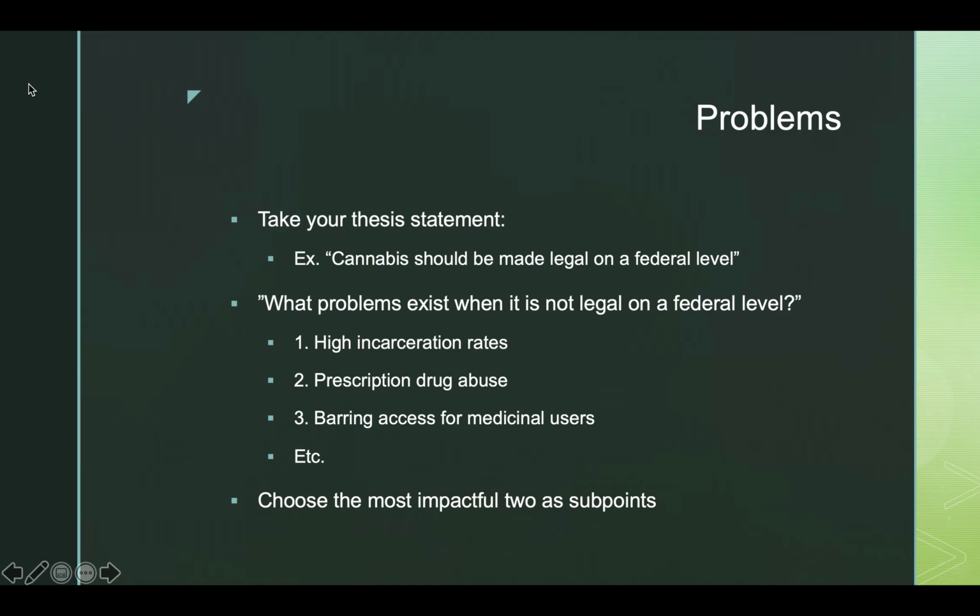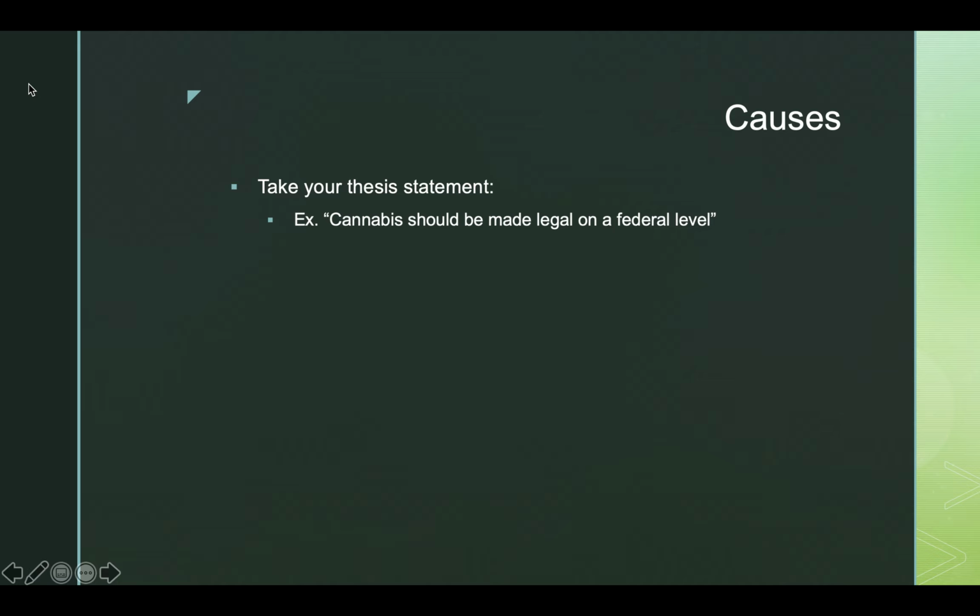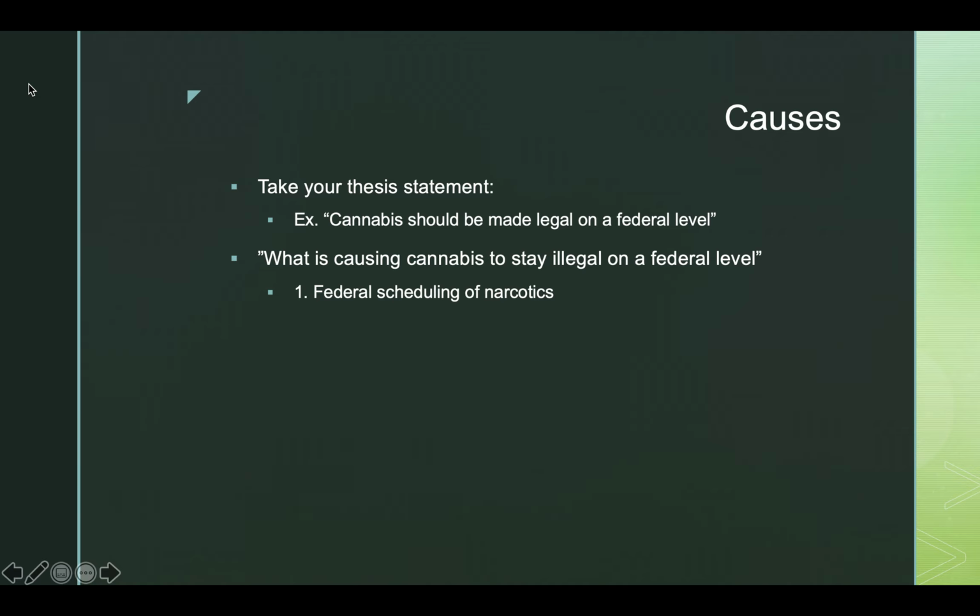Now, when trying to think of subpoints for our causes, we're going to do the same thing. We're going to go back to our thesis statement, and we're going to say that our thesis statement is cannabis should be made legal on a federal level. Well, what we're going to do is we're going to say what is causing it? What is causing cannabis to not be legal on a federal level? And so, again, through our research or through our own existing knowledge about the subject, we'll come up with a list of different things that we could talk about, different subpoints. First of them, maybe federal scheduling of narcotics. That is one of the causes for why it's not legal on a federal level.